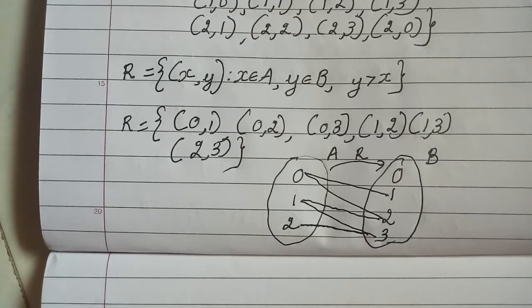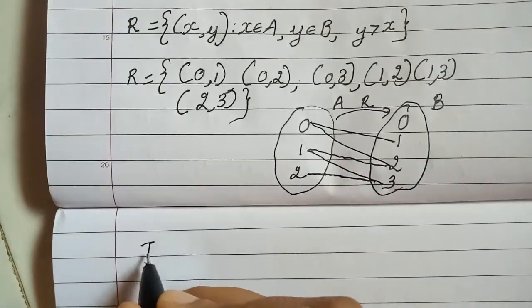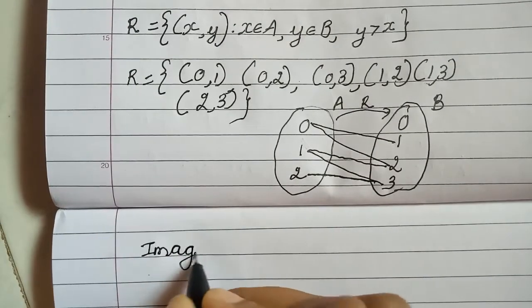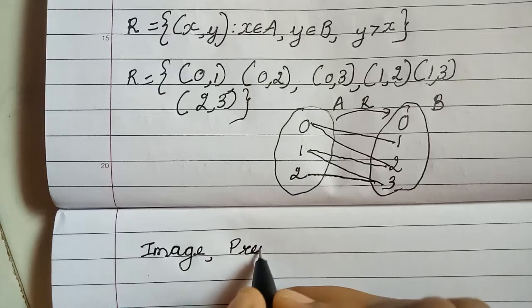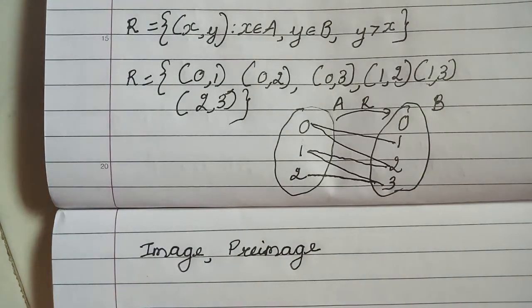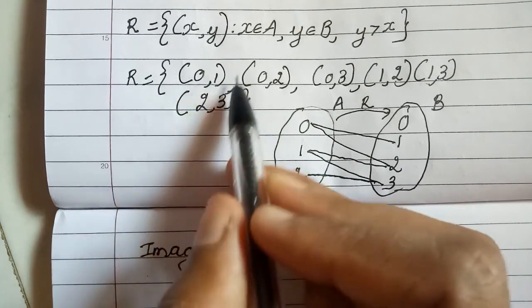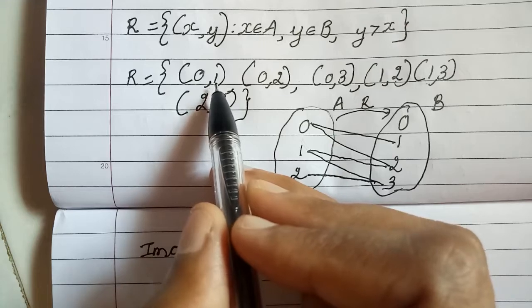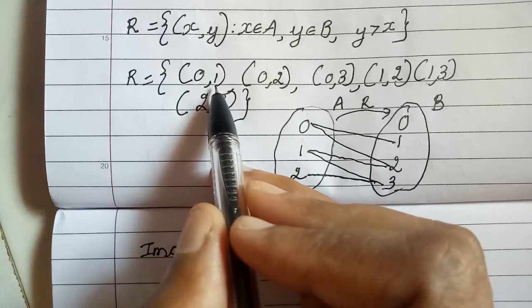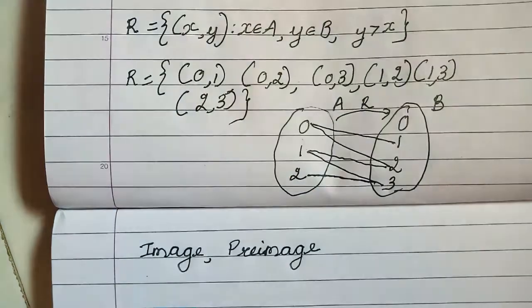Now you have to be familiar with certain terms related to this relation. Two important terms you should learn are image and pre-image. Under the relation R, in the ordered pair, the second element is called the image of the first element, and the first element is called the pre-image of the second element.